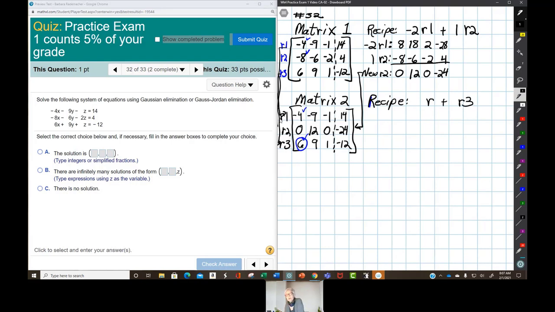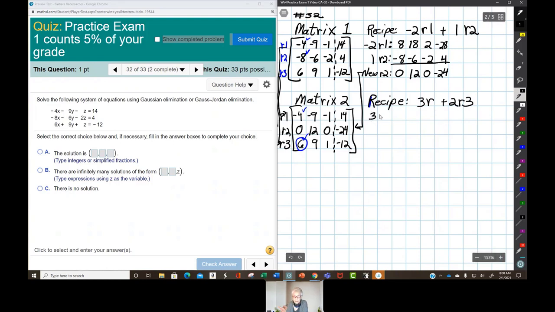If I were to multiply row 1 by 3, I would get negative 12. And if I multiply row 3 by 2, I'll get positive 12. So that negative 12 plus 12 equals 0. So 2.